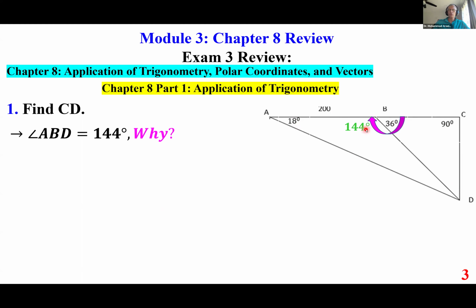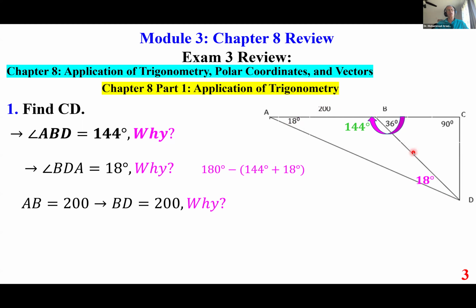If this is 144 degrees, this becomes 18 degrees, angle BDA. Why is that? Well, all three must add to 180. In other words, add these two and subtract from 180. So 180 minus the sum of 144 and 18 is 18 degrees. Now, if you look at this triangle, because these two angles are the same, then these two sides must be the same. If this is 200, so is this one. So AB equals 200, BD must also be 200, because we are dealing with isosceles triangle properties.